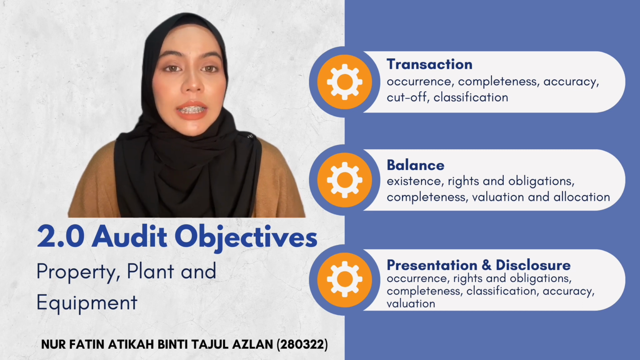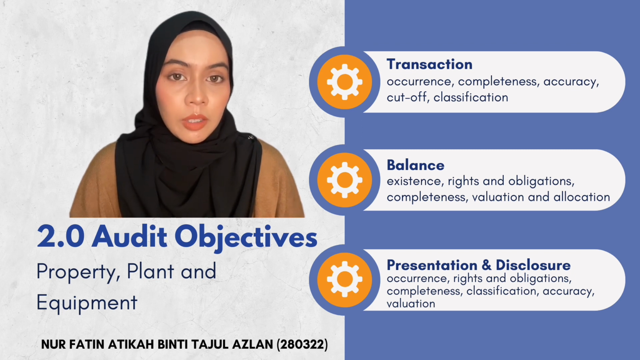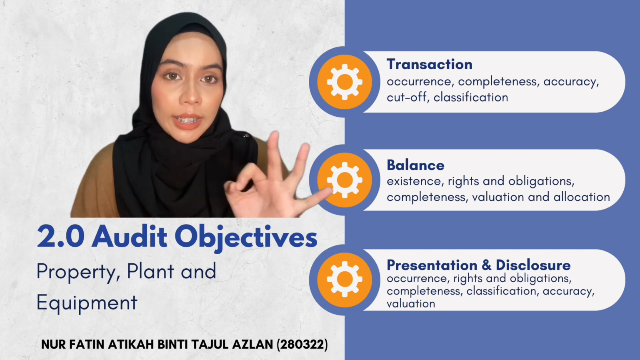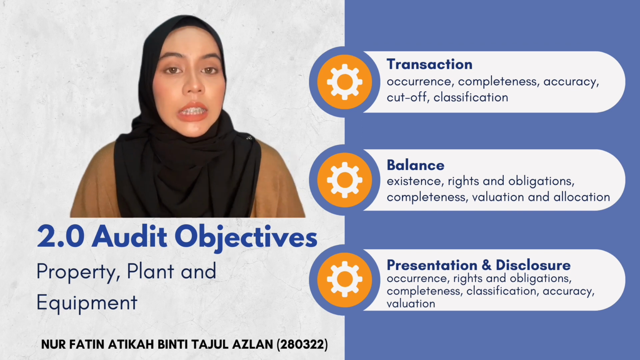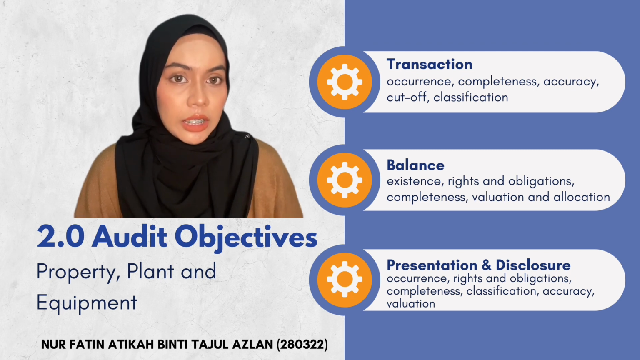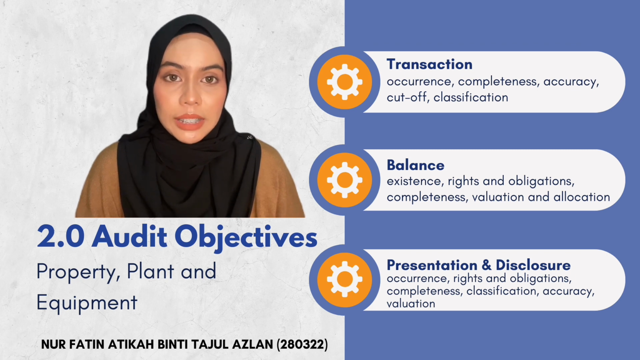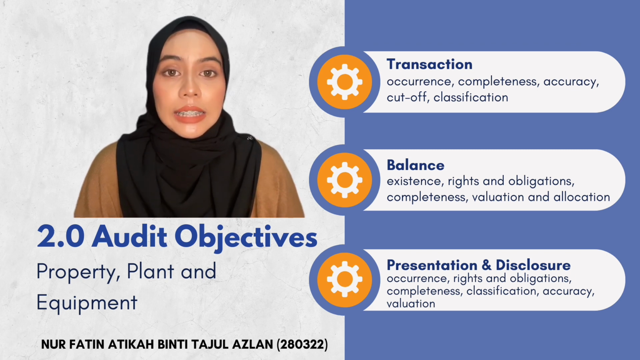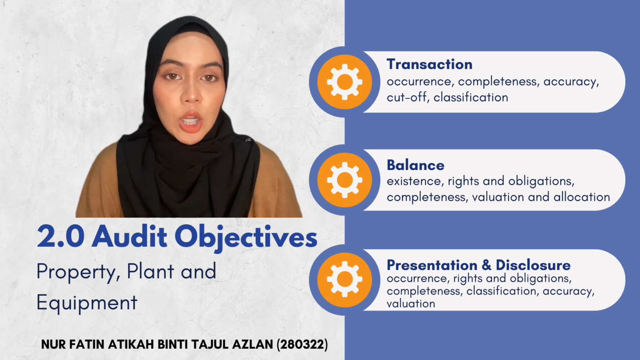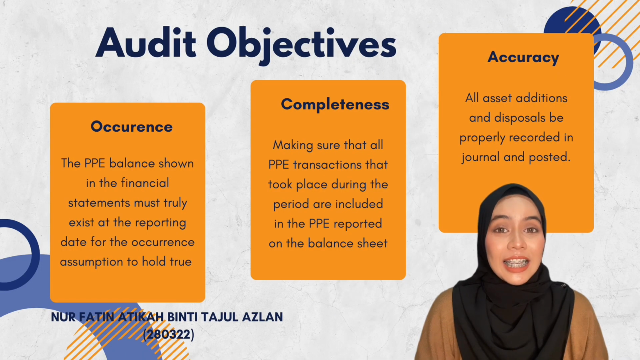I will continue the presentation on the audit objectives involved in property, plant and equipment. Audit objectives are divided into three categories. Firstly, transaction. These include occurrence, completeness, accuracy, cut-off, classification. Secondly, balance. These include existence, right and obligation, completeness, valuation and allocation. Lastly, presentation and disclosure. These include occurrence, right and obligation, completeness, classification, accuracy and valuation. Next, I will explain in detail every audit objective.